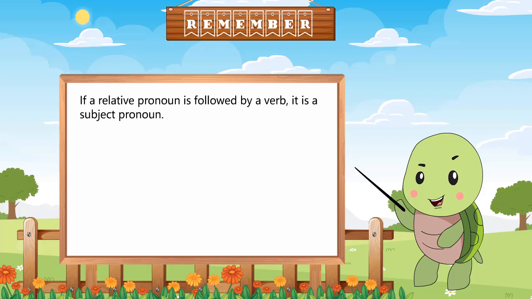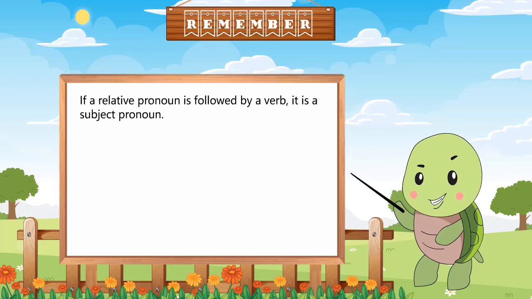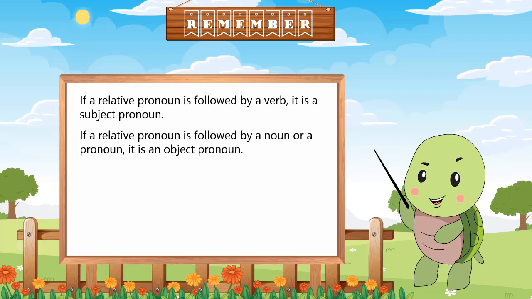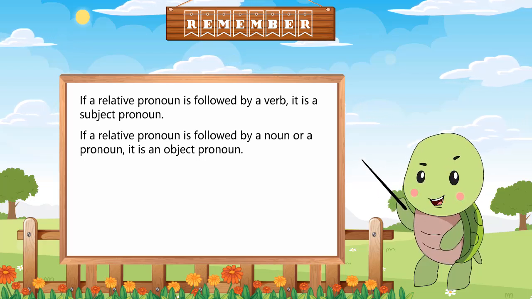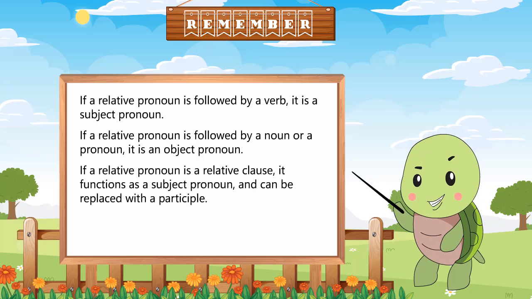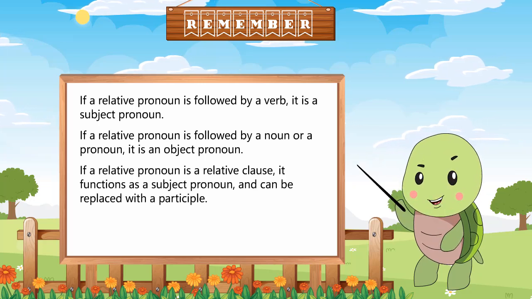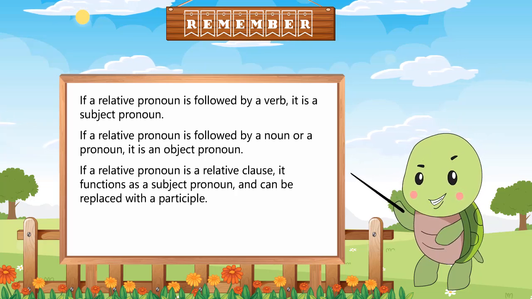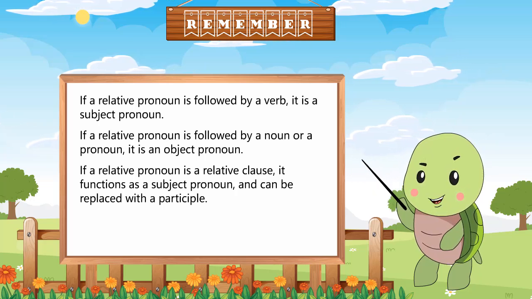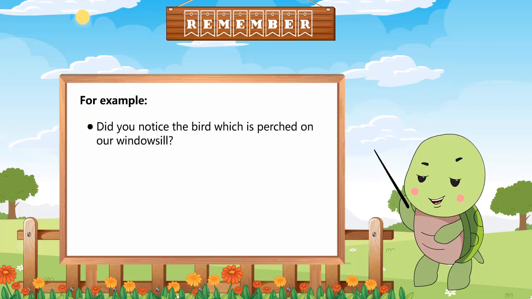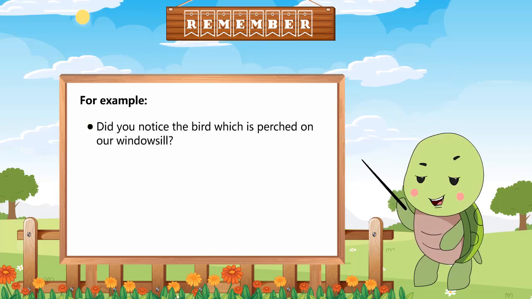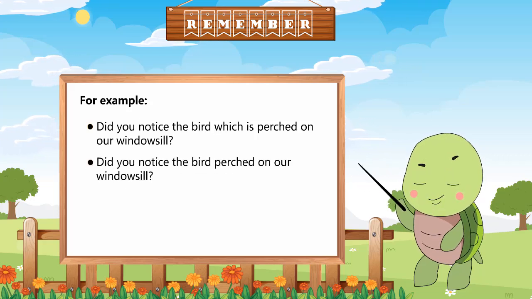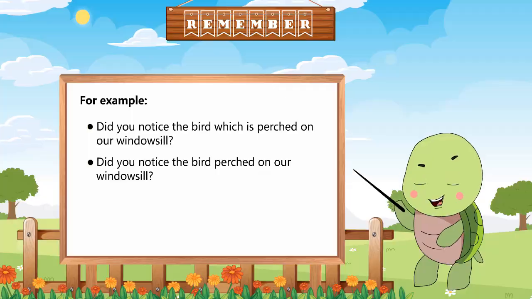Remember, if a relative pronoun is followed by a verb, it is a subject pronoun. If a relative pronoun is followed by a noun or a pronoun, it is an object pronoun. If a relative pronoun is a subject in a relative clause, it functions as a subject pronoun and can be replaced with a participle. For example, did you notice the bird which is perched on our windowsill? Did you notice the bird perched on our windowsill?